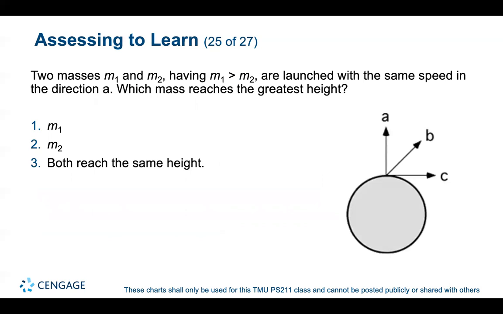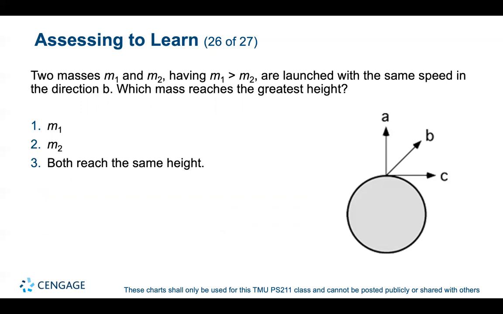Two masses M1 and M2, with M1 greater than M2, are launched with the same speed in direction A. Which mass reaches the greatest height? And the answer is both reach the same height.